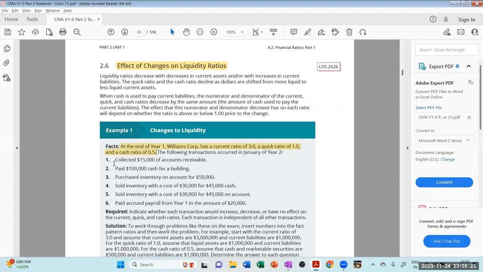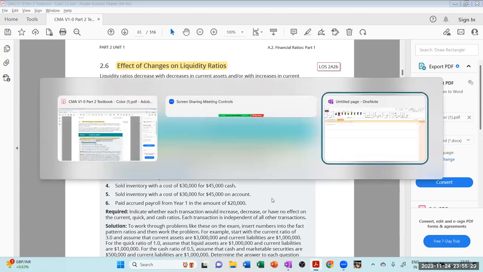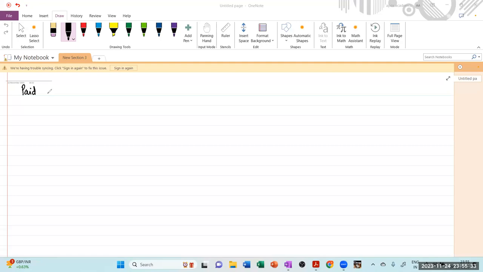Please focus. Now, paid 1 lakh in cash for a building. Okay.